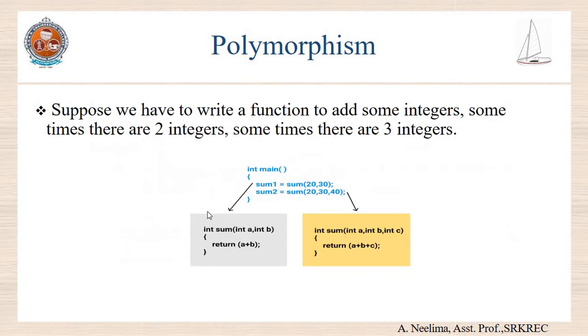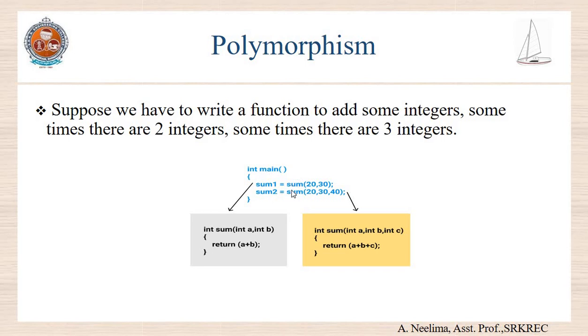Let us take an example. Suppose we have to write a function to add some integers. Sometimes there are 2 integers, sometimes there are 3 integers. We can write the addition method with the same name, having different parameters. The correct method will be called according to the parameters. So here we have the function sum with 2 parameters and another function with 3 parameters.